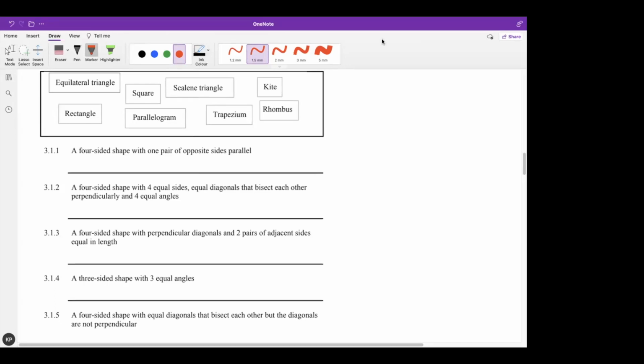Okay, let's see what we have here. So we have to match the properties with the shape. So first one says a four-sided shape, one pair of opposite sides are equal. This is what's important. One pair, not all pairs, one pair. Oh, we have learned our properties. It is a trapezium.